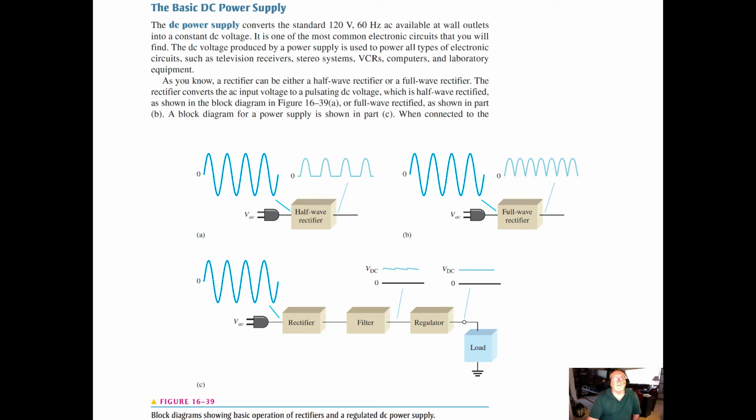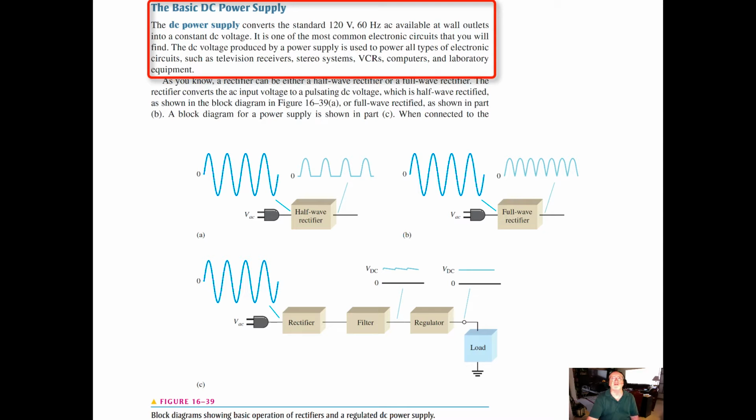Now we move on from the basic rectifier configurations into the basic DC power supply. How do we use the rectifiers and the filters that we learned about to come up with an efficient and effective DC power supply? The DC power supply converts the standard 120 volts, 60 hertz AC available at wall outlets into a constant DC voltage. It's one of the most common electronic circuits that you will find.